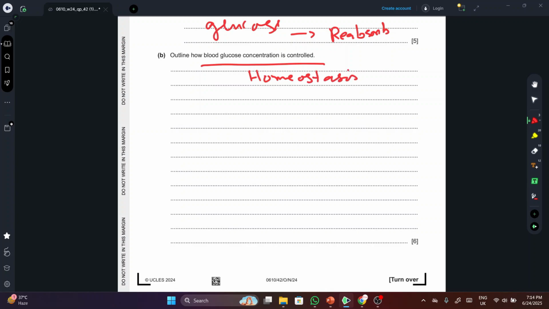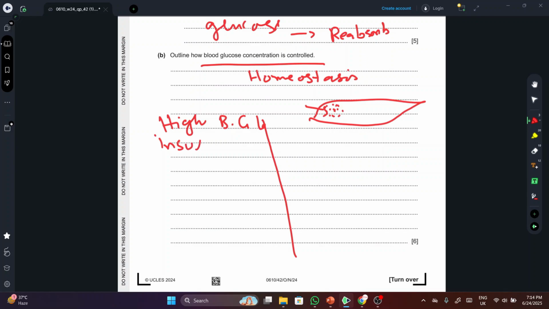And during this, we know that our pancreas has a special type of cells which detect the blood glucose level, and we have two options. If there is a high blood glucose level, then what happens? Then insulin is secreted. If there is a low blood glucose level, then what happens? Glucagon is secreted. Right? So glucagon is secreted.